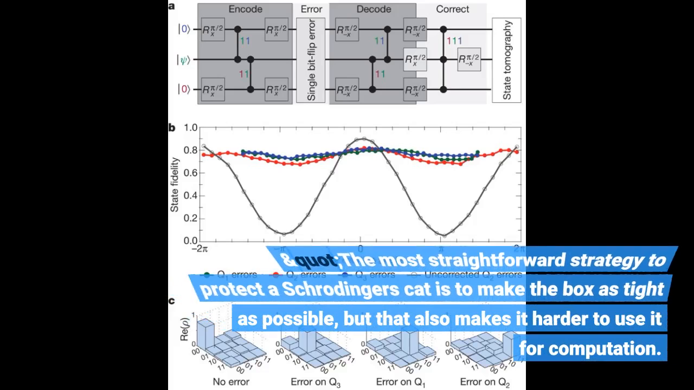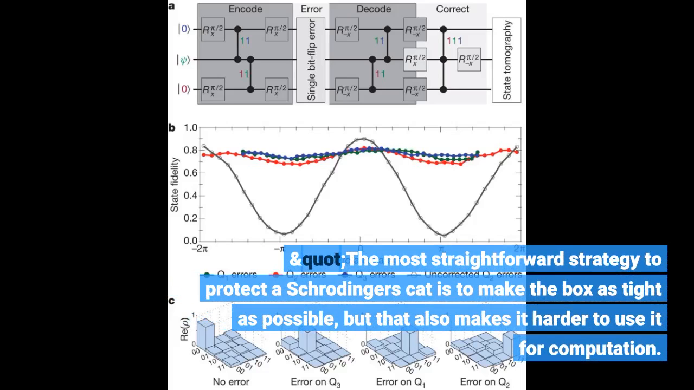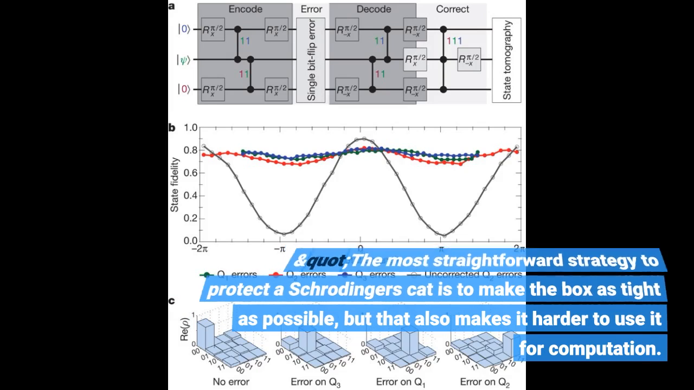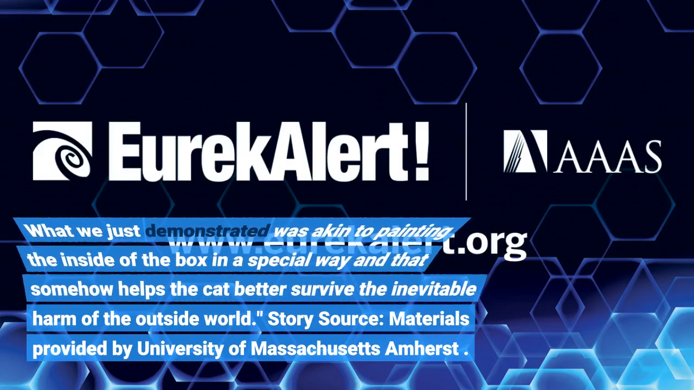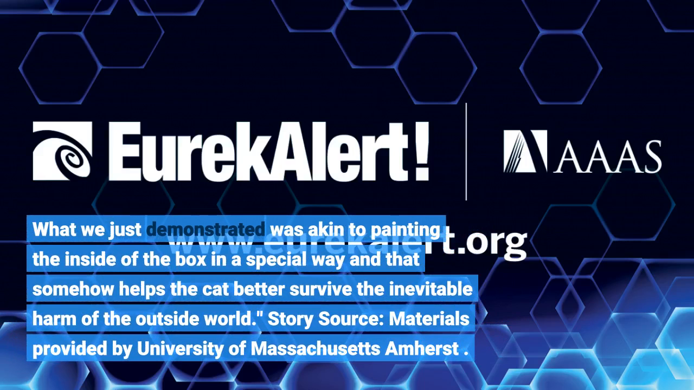"The most straightforward strategy to protect a Schrödinger's cat is to make the box as tight as possible, but that also makes it harder to use it for computation. What we just demonstrated was akin to painting the inside of the box in a special way, and that somehow helps the cat better survive the inevitable harm of the outside world."